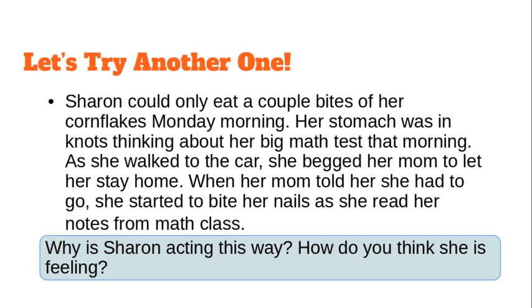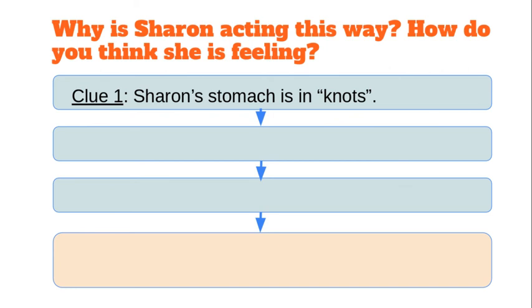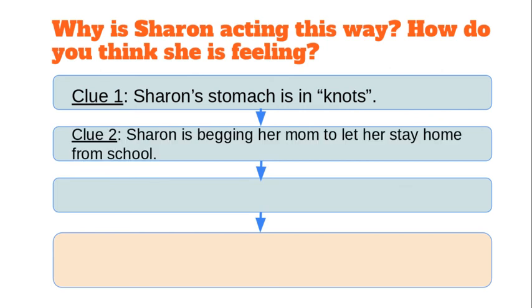Okay, here's our question. Why is Sharon acting this way? How do you think she is feeling? There are a lot of clues in the text. Let's take a look at a few. Clue number 1. Sharon's stomach is in knots. Well, that usually means that you're not feeling too good.